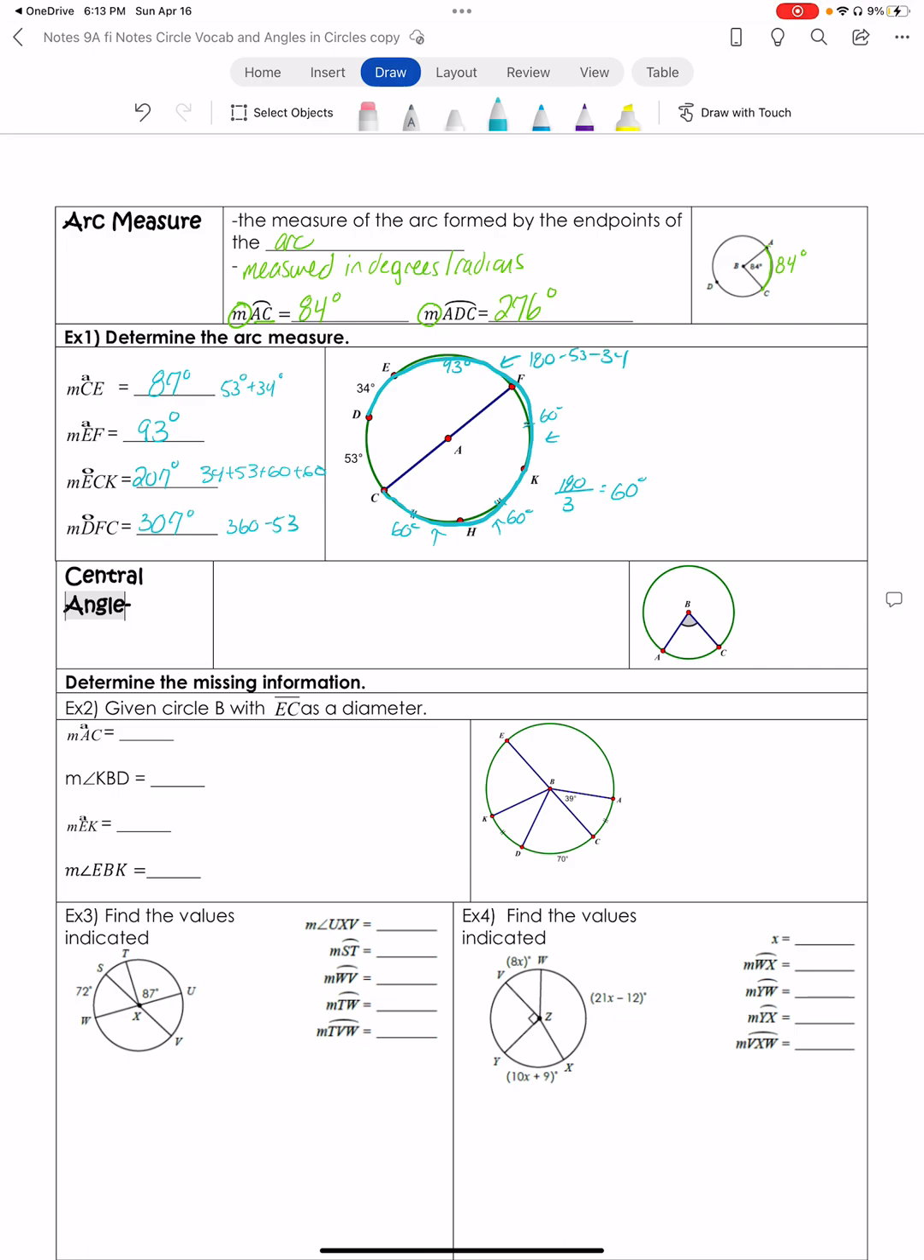Okay, so our next thing is a central angle. A central angle is an angle whose vertex is the center and whose sides are radii. Okay, like this guy right here. So angle ABC. Now, the measure of a central angle is equal to the measure of its intercepted arc.